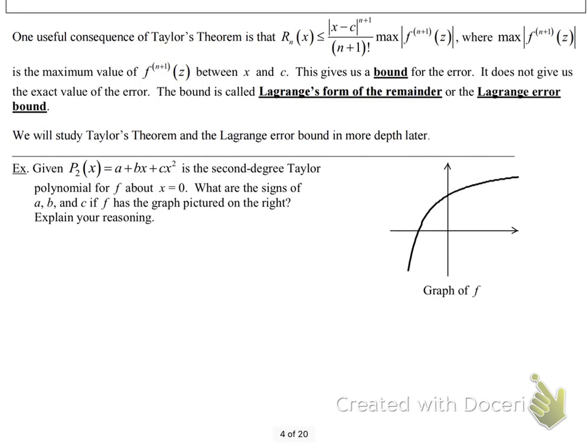Here you see a reference to the Lagrange form of the remainder and the Lagrange error bound. You won't be studying that until much later.